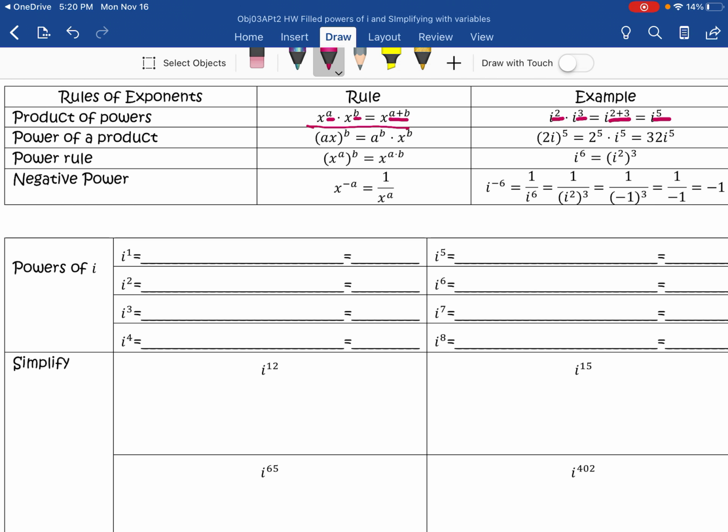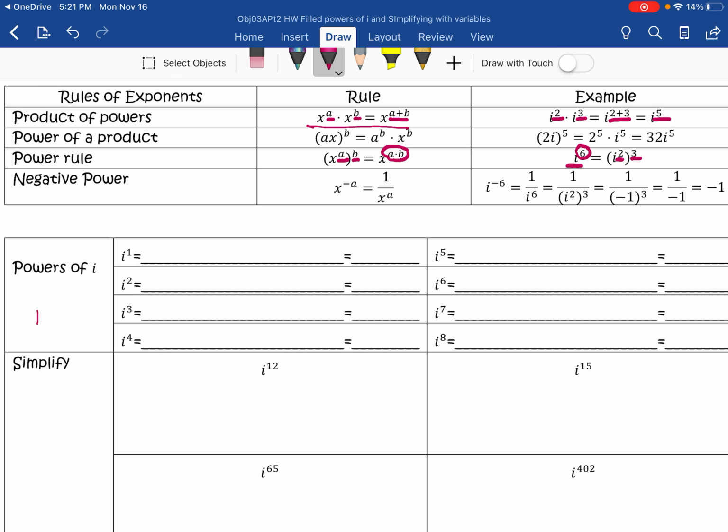The other thing I want you to remember is if I have x to the a to the b power, when you have a power to a power, you multiply your exponents. So in this case, I worked a little bit backwards. i to the 6, well, that's the same thing as i to the second to the third power. Okay, and that'll come into play.